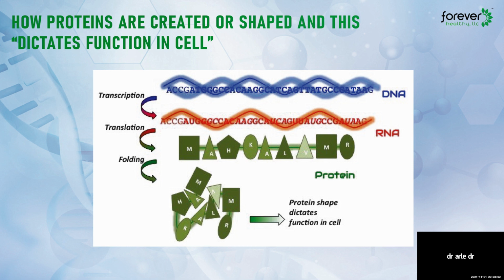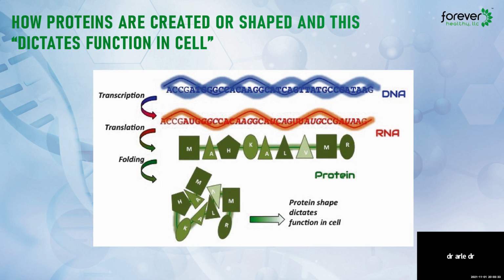Then it will be translated as protein. And you will notice the combination of protein. M is methionine, A is arginine, H is histidine, and so forth. And then eventually the configuration, that's why notice in the array, you see now the protein as convoluted. Those different configurations will dictate the function of the cell if it was properly created.